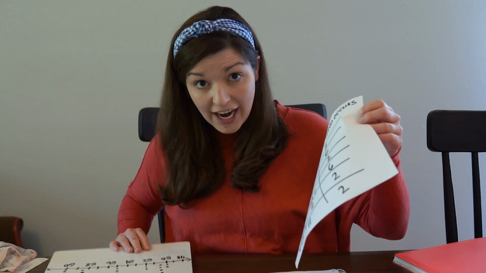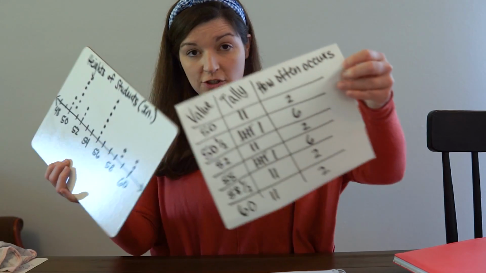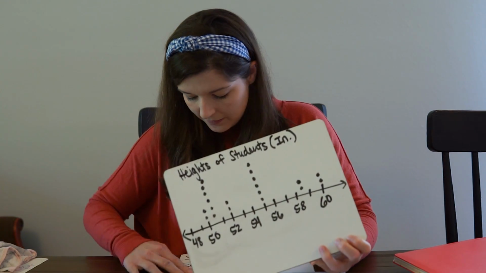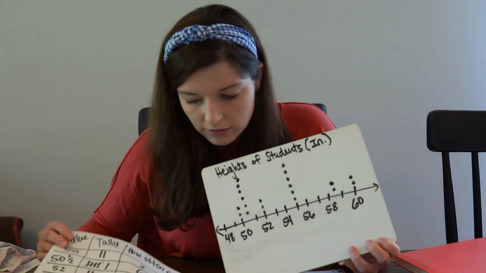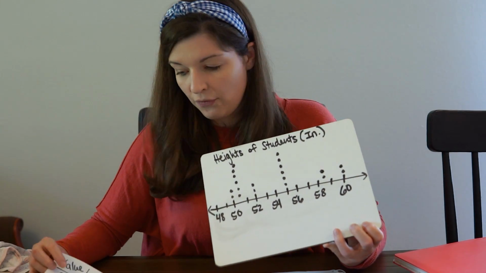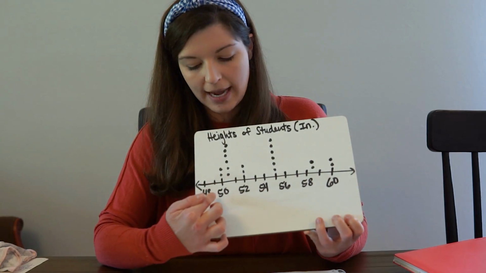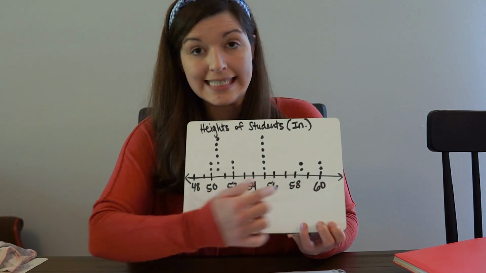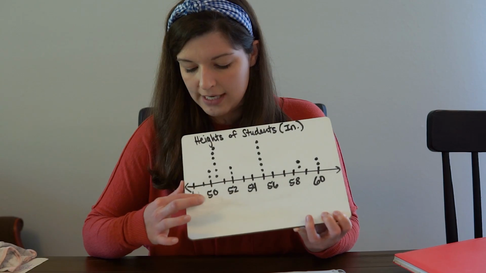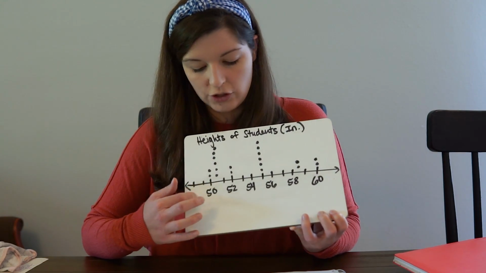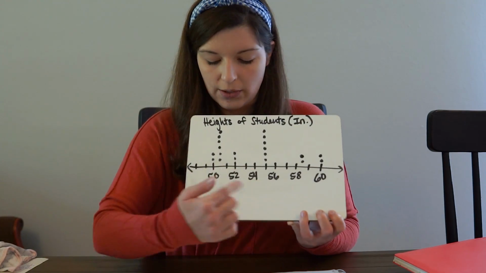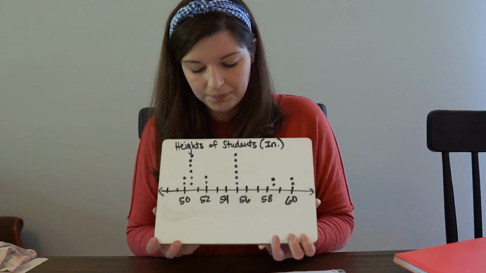Okay, from there, I took this information and I made a line plot. Now, I noticed that all of my numbers were between 50 and 60. So my line plot, I started a little bit before, but my line plot goes from 50 to 60 basically. I don't really have to have this 48 there if I don't want to. Because I have the arrows, I could keep extending it either way. So mine goes from 50 to 60.